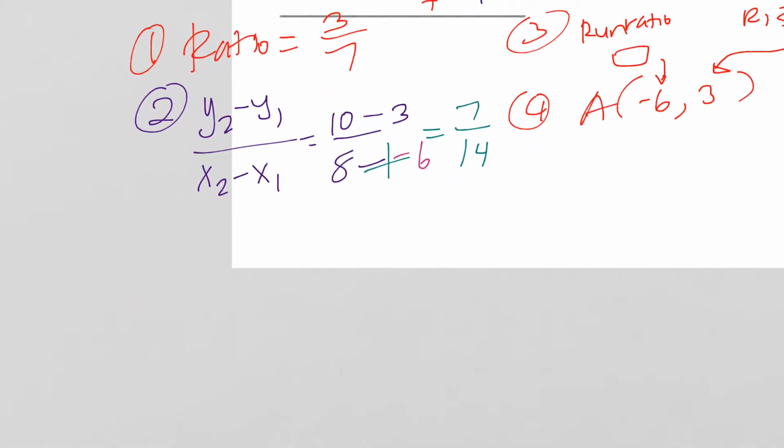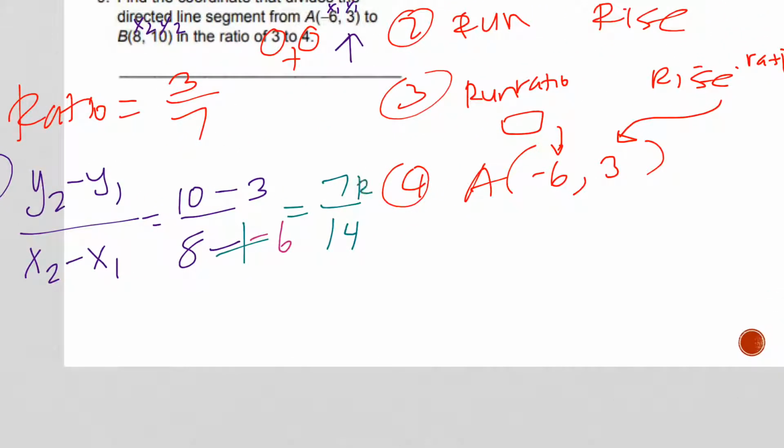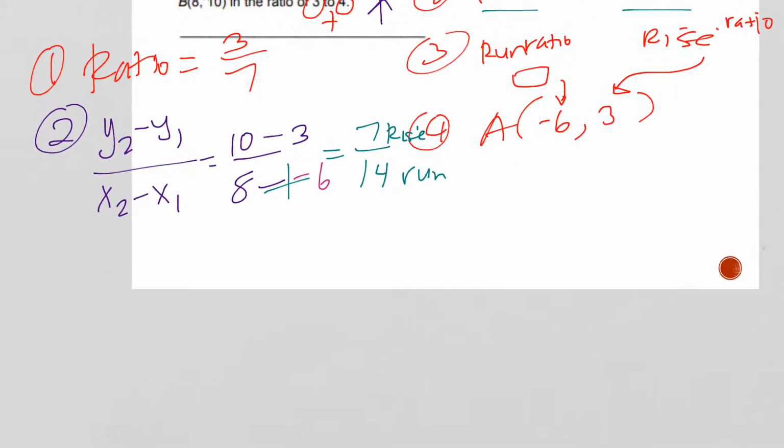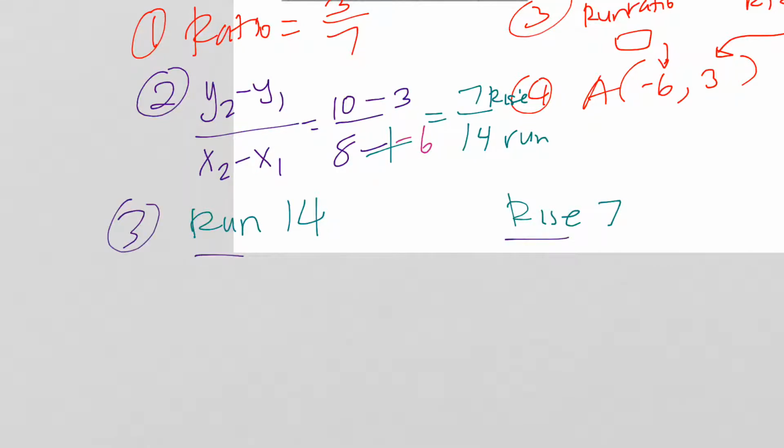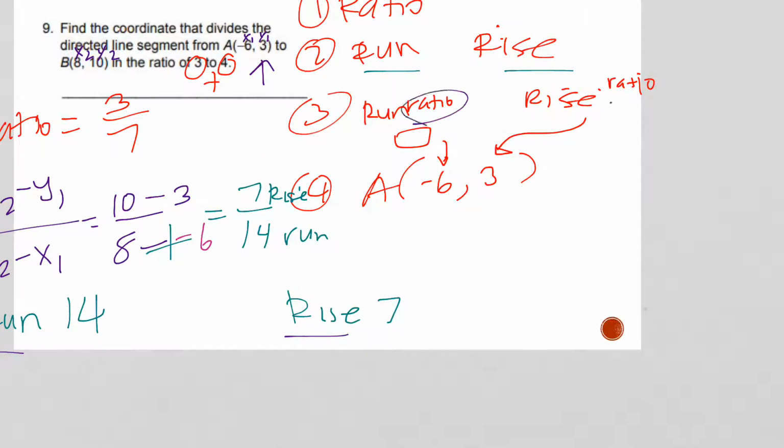Don't reduce. So remember that slope goes rise over run. Well, I want to write it as run, rise. So for step 2, I'm going to write my run first, which is 14, and then my rise, which is 7. Step 3 now tells us to take our run and our rise and multiply it by the ratio.